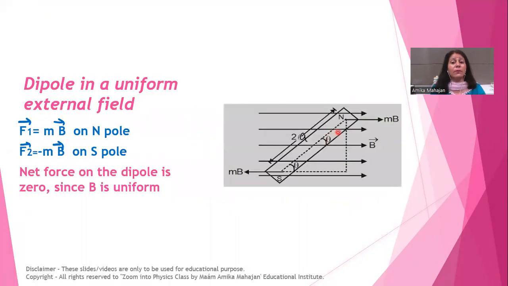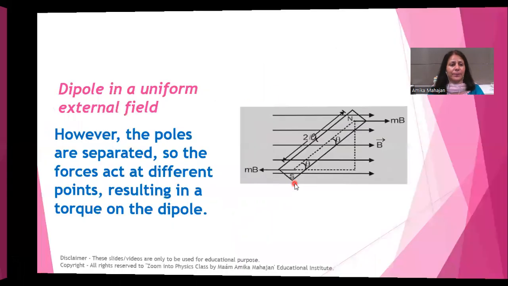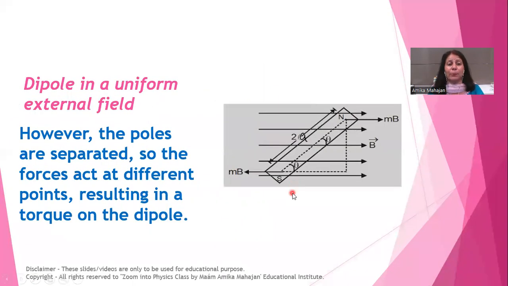Now, force will act on the north and south pole. Force acting on the north pole will be plus mB. What is the meaning of plus mB? In the direction of the magnetic field. But the force on the south pole will be opposite to the magnetic field, so it will have a negative sign here. So what we find? Net force F1 plus F2 will be 0. But both forces have different points of action. As a result, they will constitute a couple, and torque will act on the dipole.